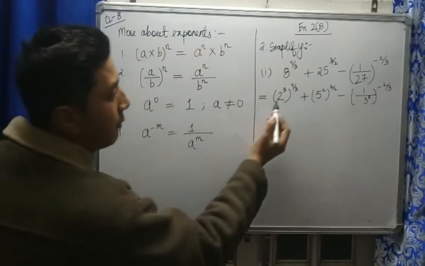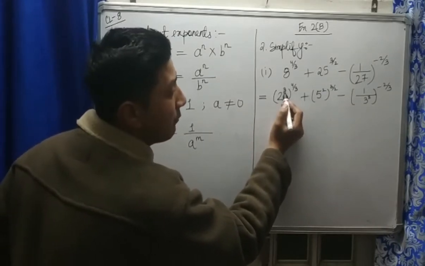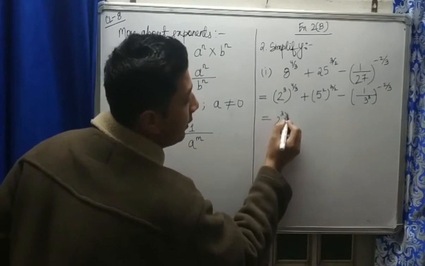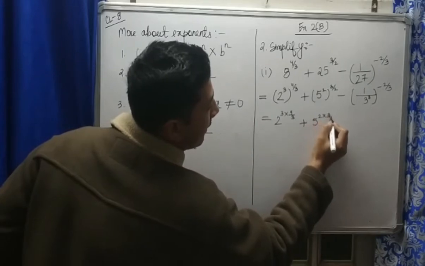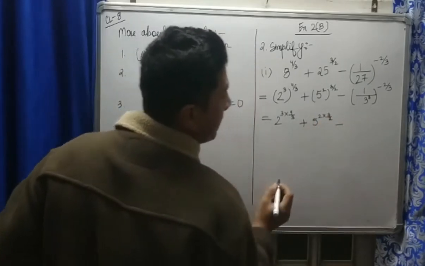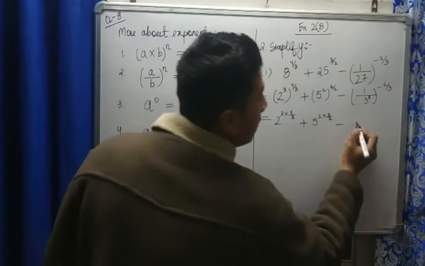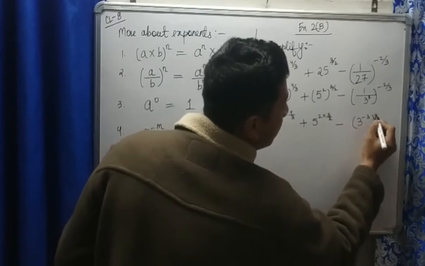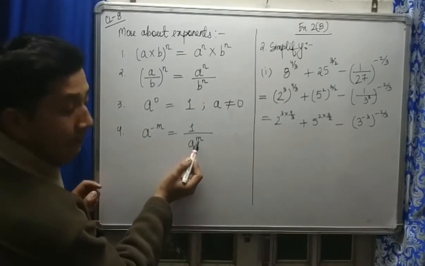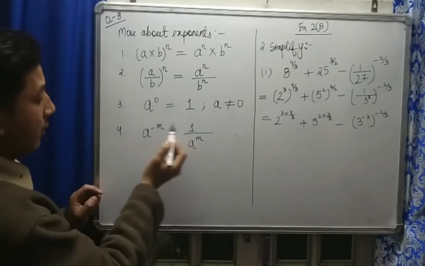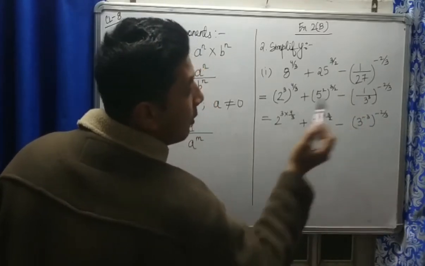Now what happens out here? I can use the power law. 3 gets multiplied with 4 by 3. So therefore 2 to the power 3 into 4 by 3 plus 5 to the power 2 into 3 by 2. Minus, see, 1 by 3 to the power 3. If I bring it to the numerator, it will be (3 to the power minus 3) whole to the power minus 2 by 3. I'm using this law out here: 1 by a to the power m is equal to a to the power minus m. So 1 by 3 to the power 3 will be 3 to the power minus 3.